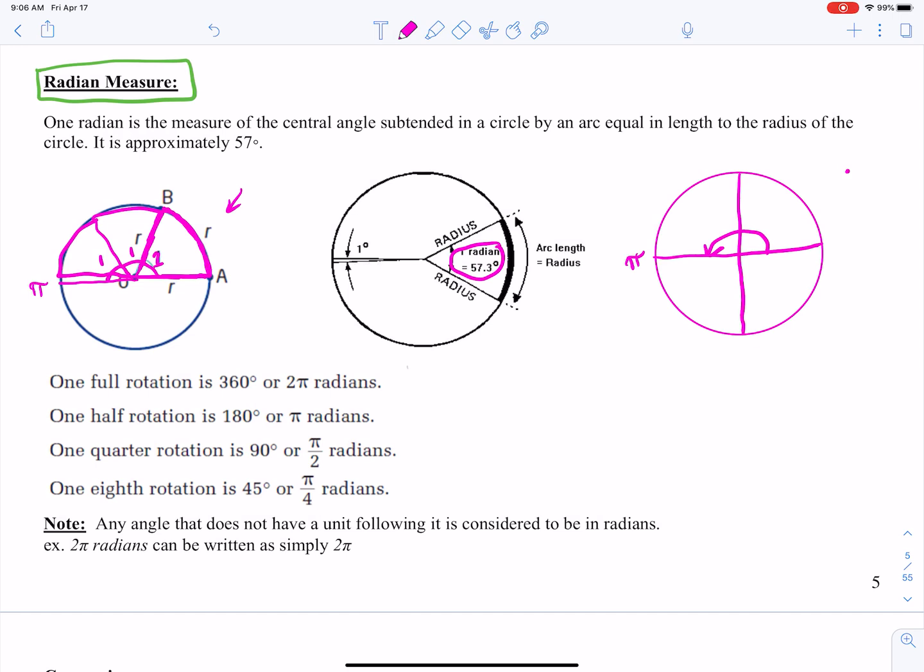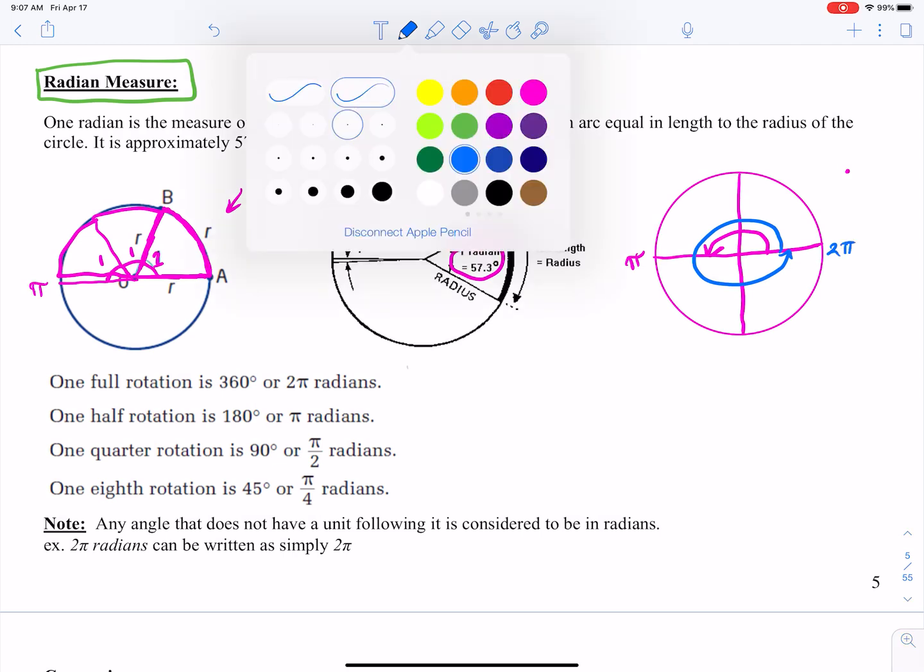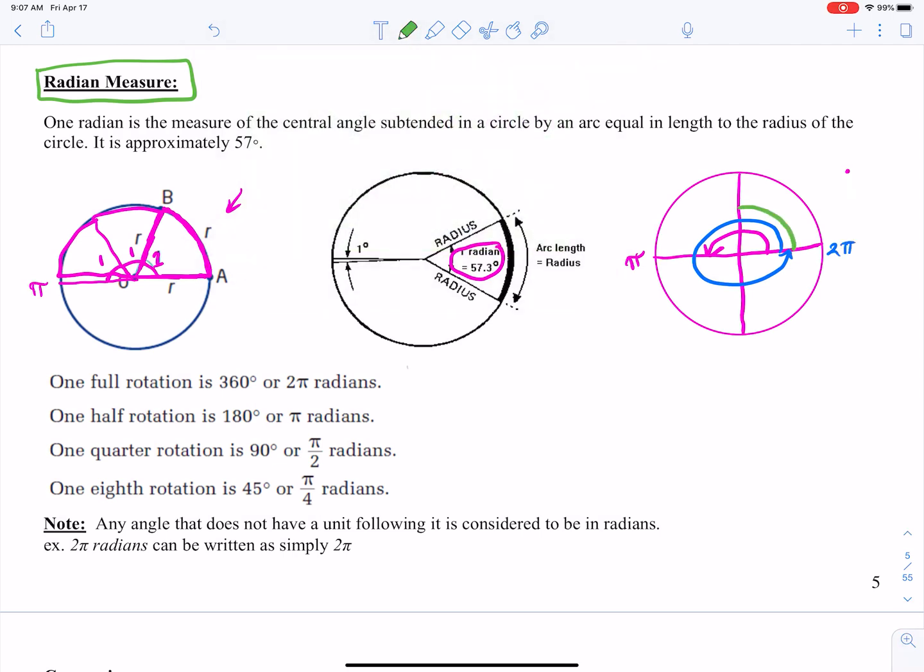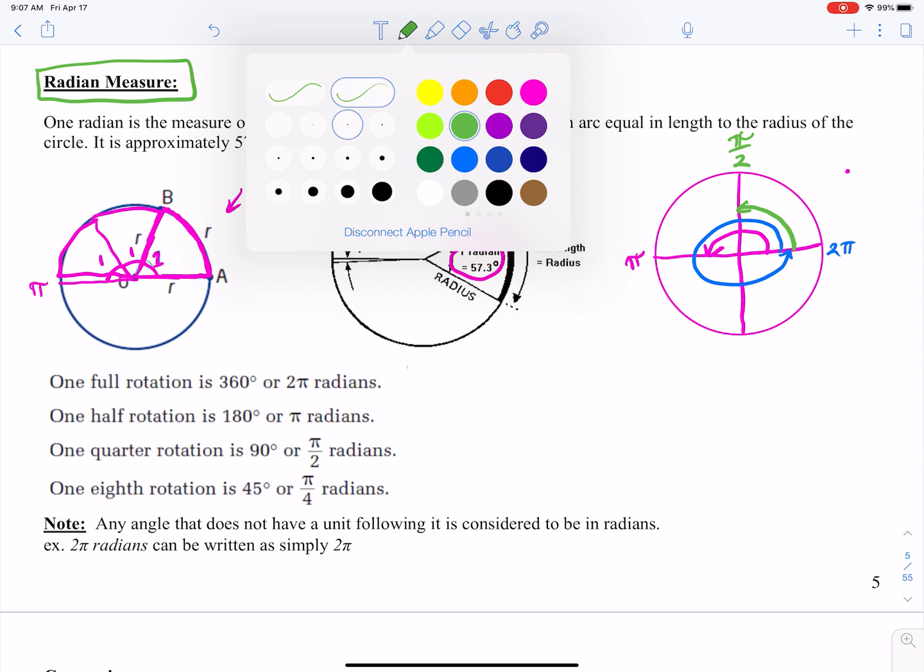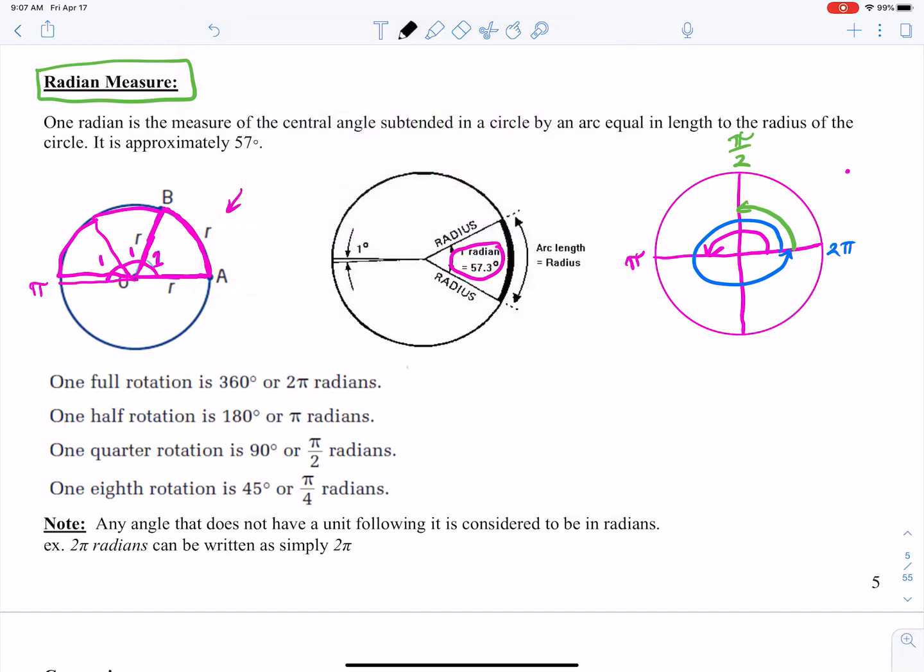So that makes a full rotation 2 pi radians. Well, and up here, if I went halfway, that would be a half a pi. And if I went all the way down here, that would be a pi and a half, which is 3 pi over 2. So you can see the relationships we have here.